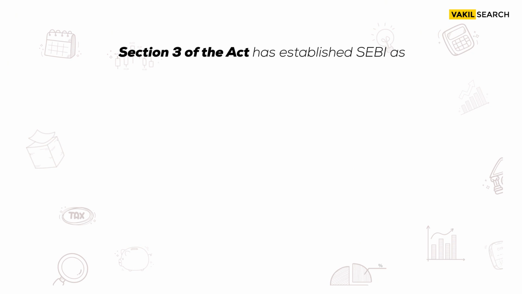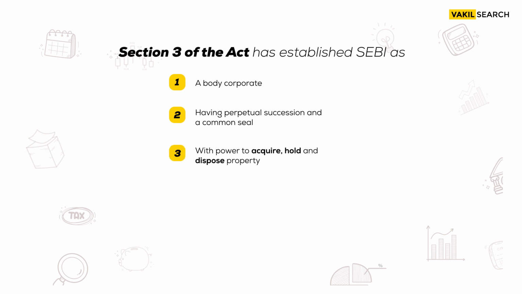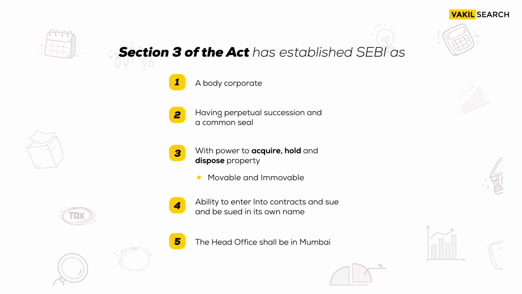Section 3 of the Act has established SEBI as a body corporate having perpetual succession and a common seal, with the power to acquire, hold and dispose of property, both movable and immovable, and the ability to enter into contracts, sue and be sued in its own name. And the head office of SEBI shall be in Mumbai.